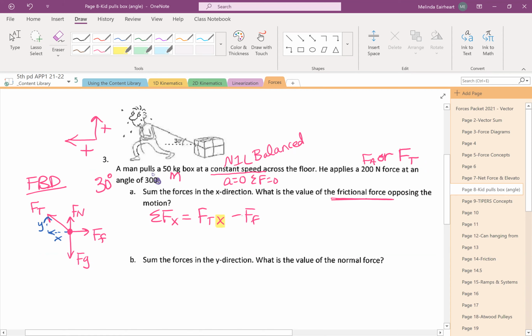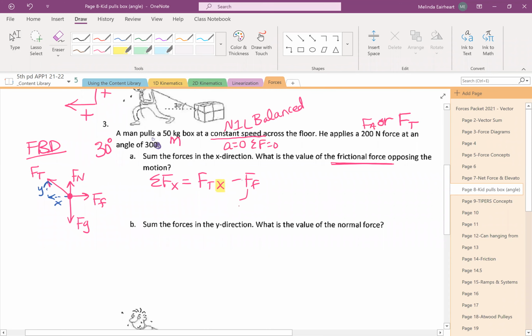And so next step, let's isolate friction. We're going to add frictional force to the other side, and then we'll have to subtract F net to the other side. And so we would get frictional force equals FTx minus F net x. And again, using the subscripts, you cannot mix and match. You cannot mix the x and y forces. They're independent dimensions, just like they were in projectiles.